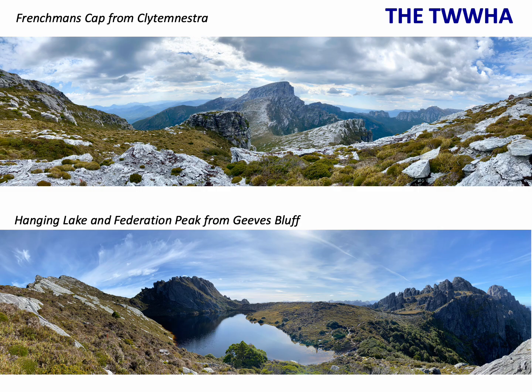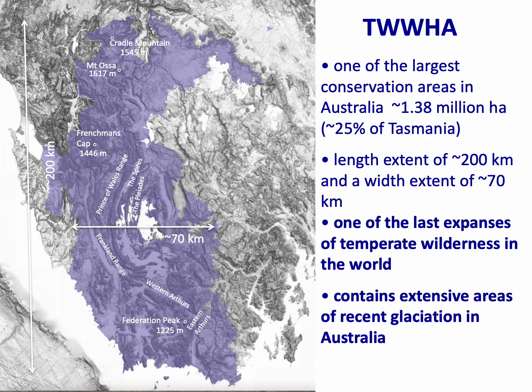The amazing scenery and landforms of the Tasmanian Wilderness World Heritage Area. The Tasmanian Wilderness World Heritage Area is one of the largest conservation areas in Australia, approximately 25% of Tasmania. It has a length extent of about 200 kilometres and a width extent of about 70 kilometres. It's one of the last expanses of temperate wilderness in the world and contains extensive areas of recent glaciation.